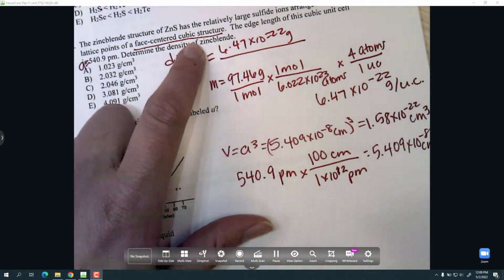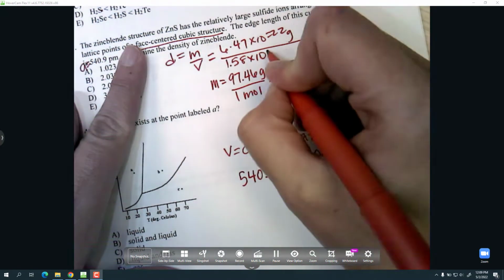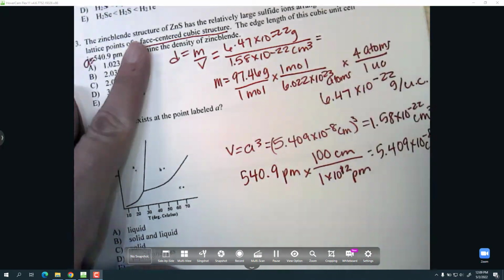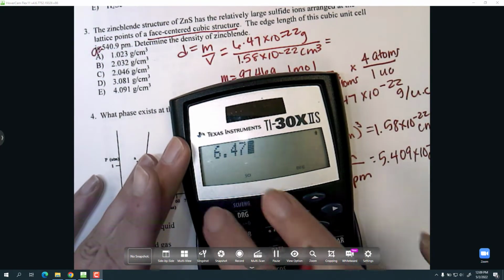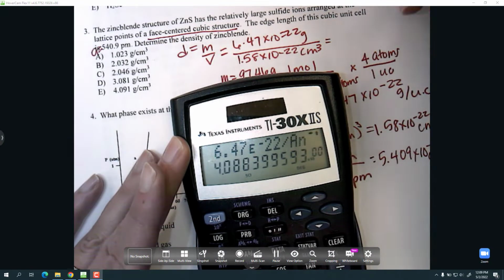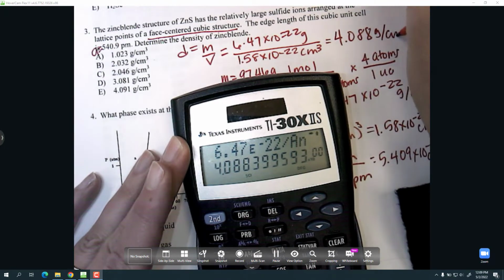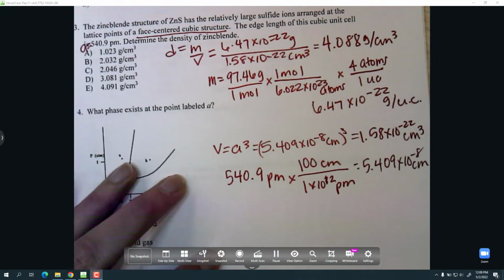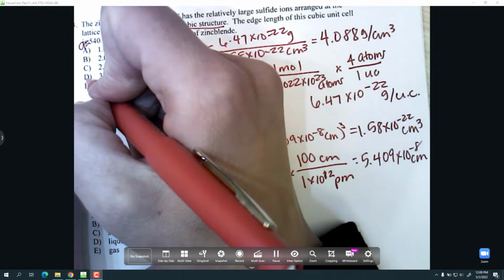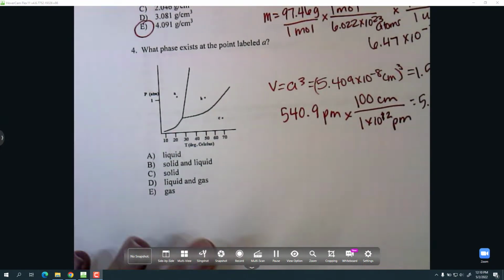All right, so 6, okay, that's my mass. Here's my volume. All right, so I got 4.088 grams per centimeter cubed. That's pretty close to 4.091. Like I said, I did drop a sig fig where I probably should have kept one, so call it good enough. All right, next up I have a phase diagram.